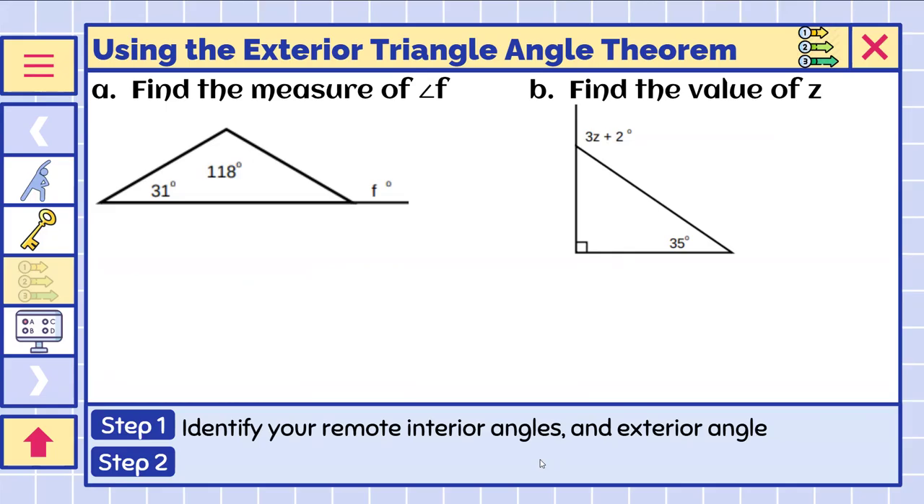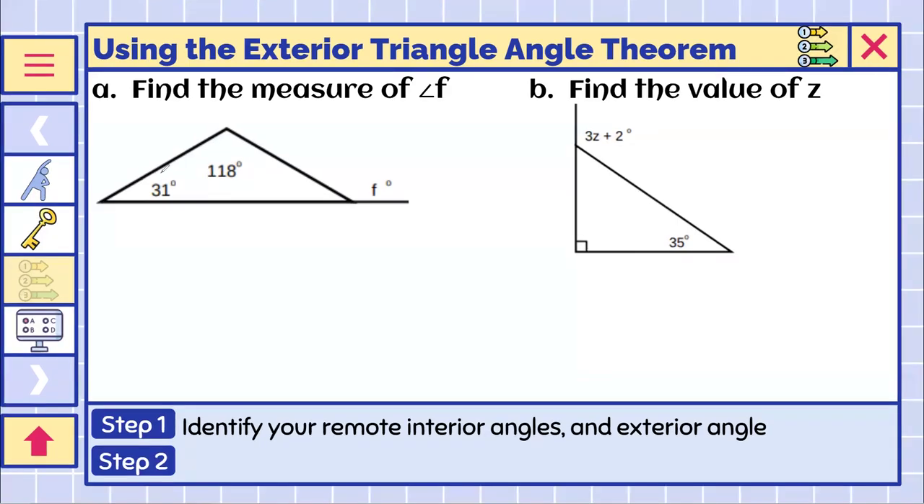That is important. So with that, let me get my pen out. We'll do remote interiors in blue. So we have this one. I know it's kind of oddly floating there, but that is our remote interior angle. So this one and this one. And then this is our exterior angle, and it is our missing piece.